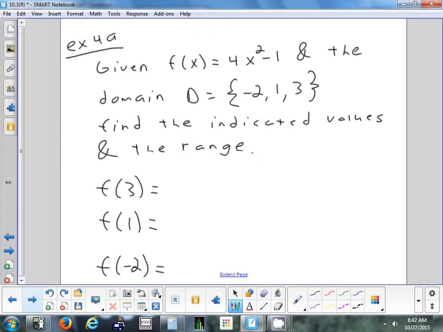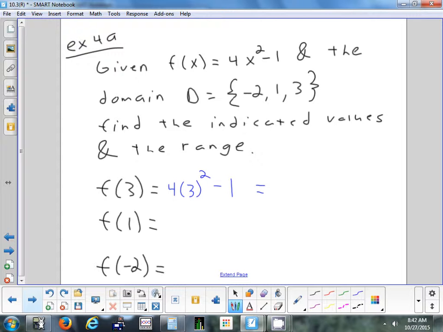Don't do any arithmetic. Literally just change that to 3. Just set it up. So 4 times 3 squared minus 1. Okay, so that formula told us what to do. Now we got to do it out.